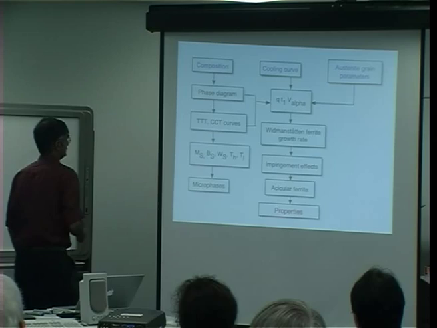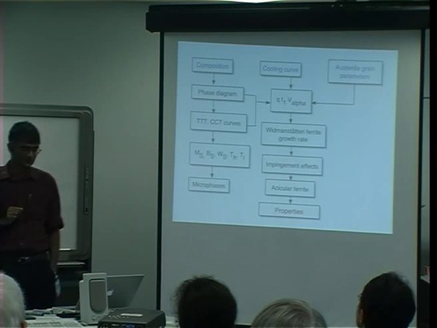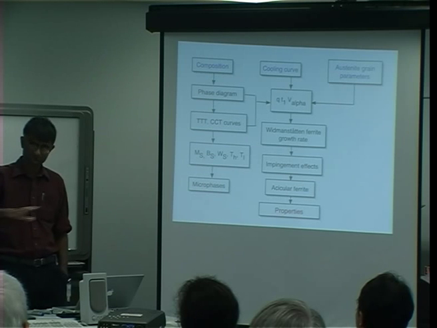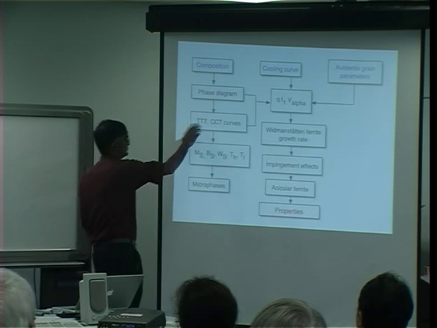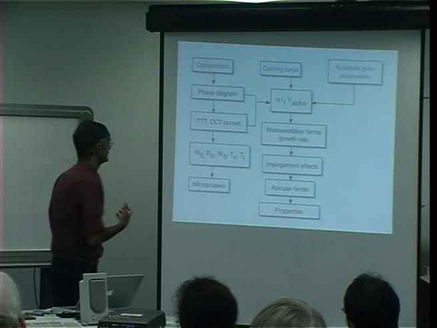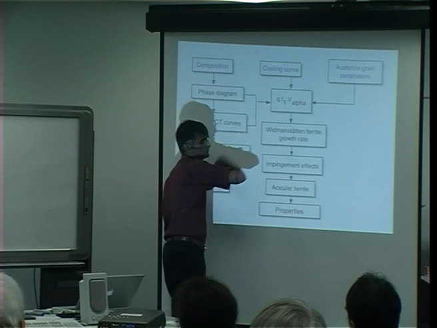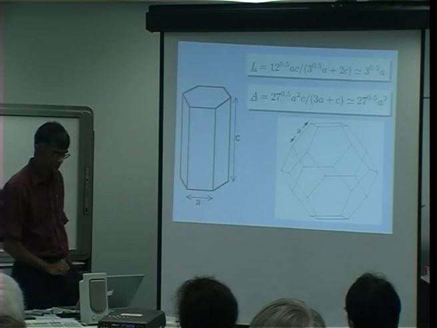From the chemical composition, you calculate a phase diagram. And it doesn't matter how many elements we have, it's possible to do that. You calculate time-temperature transformation diagrams. I'll show you all this. And you start to treat the first phase that forms, which is allotriomorphic ferrite, exactly as we discussed this morning.